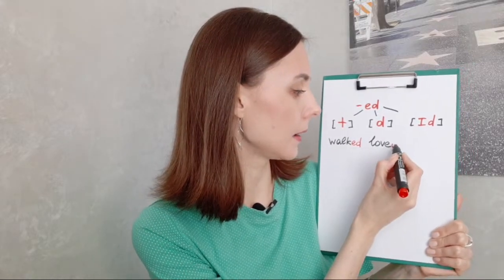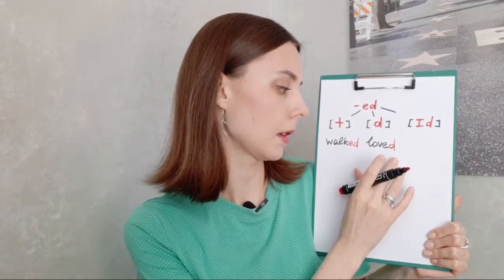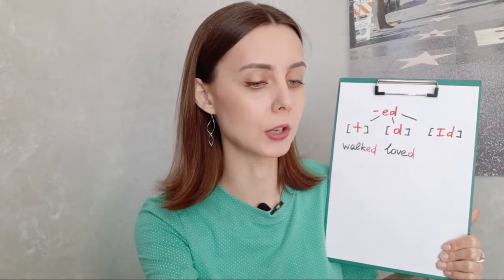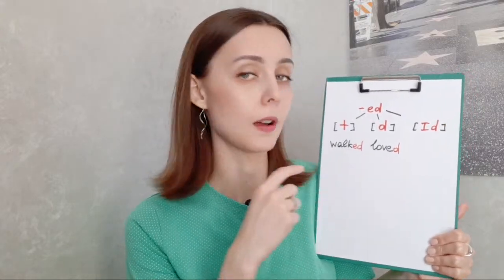Love finishes in a voiced consonant, which is a V. So when you add D here, by the way, you add only the D letter because this verb finishes in E. That is why it will be just D. And you will pronounce it as loved, loved, because V is voiced, and so we need a voiced consonant.